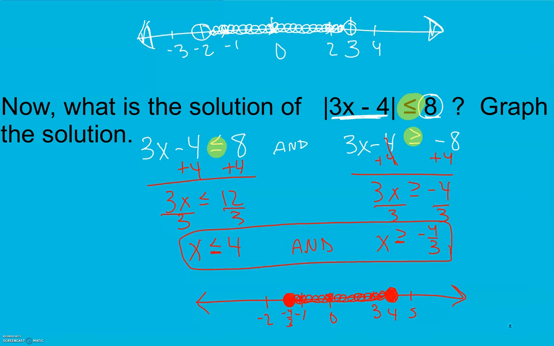One other spoiler alert here, guys. Our dots are either going to be both closed or both open, like above. They're never going to be one open and one closed, because we just changed our inequality to be the opposite. So if we switch from greater than to less than, or less than to greater than, the equal to part stays.